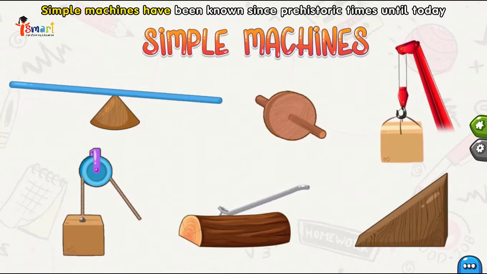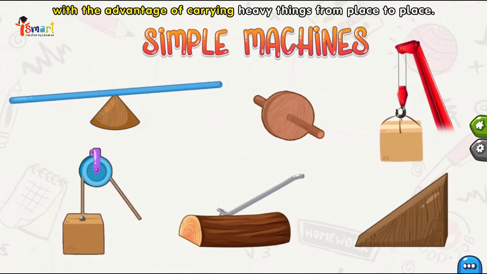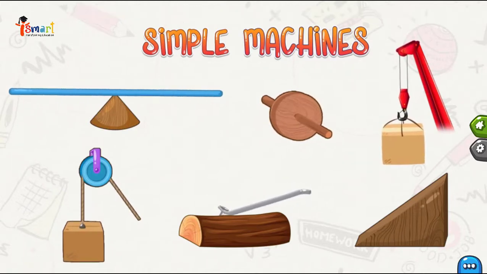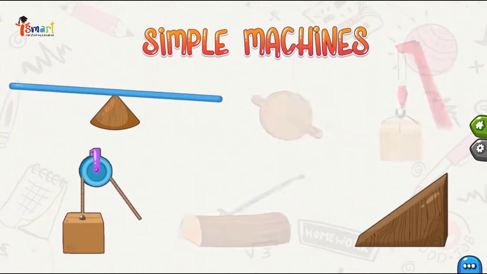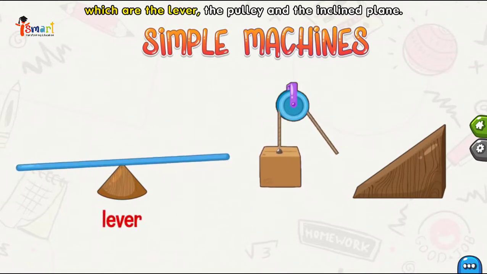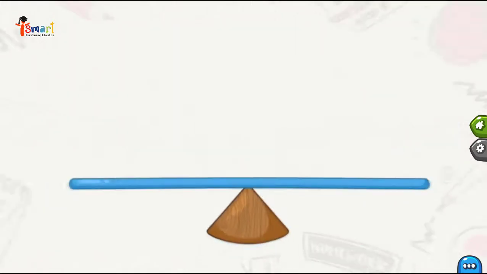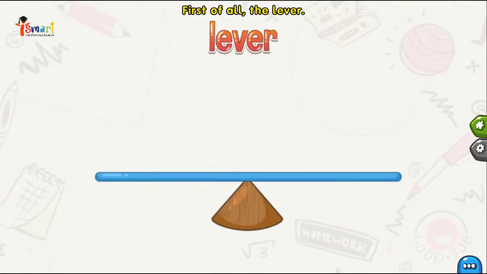Simple machines have been known since prehistoric times until today, with the advantage of carrying heavy things from place to place. In this lesson, we're going to look at 3 types of simple machines, which are the lever, the pulley, and the inclined plane. First of all, the lever.